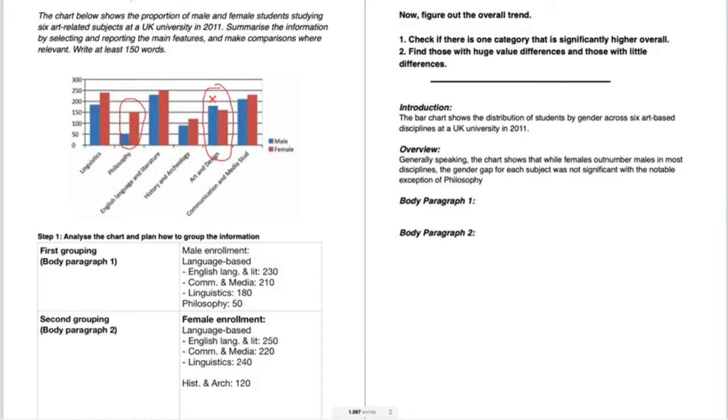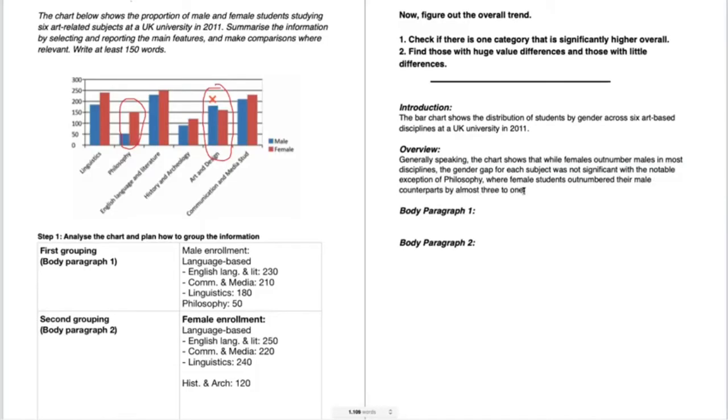Okay, and remember, we were looking at this in the last step. We saw that females outnumbered males for the most part everywhere except for art and design, which I will talk about when we get to males. But we see here the gender gap for each student was not significant, except for this notable difference that we looked at in the overall trend step of philosophy. So I'm just going to add on here about philosophy. I'm going to say where female students, we could say here, outnumbered their male counterparts by almost 3 to 1.